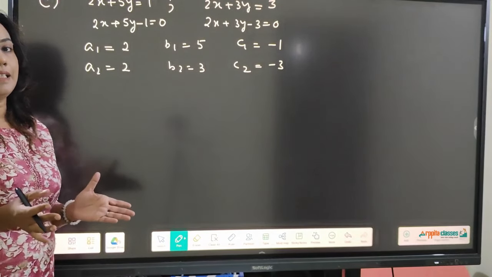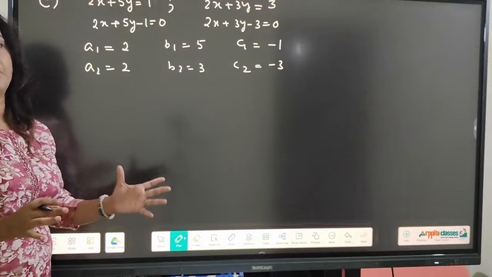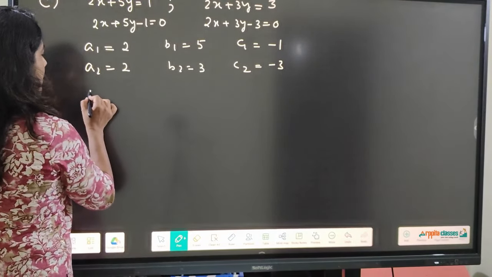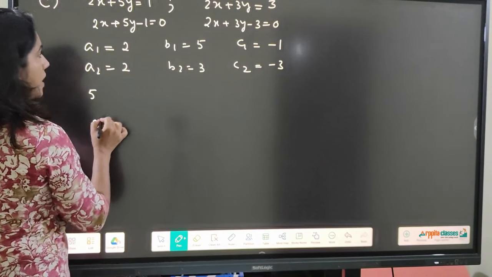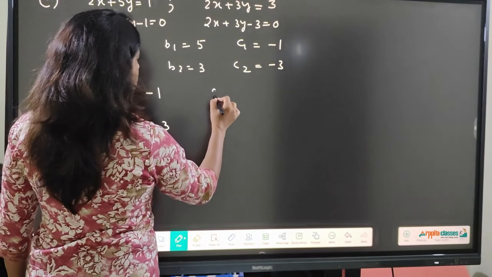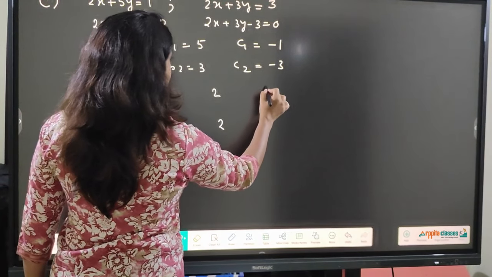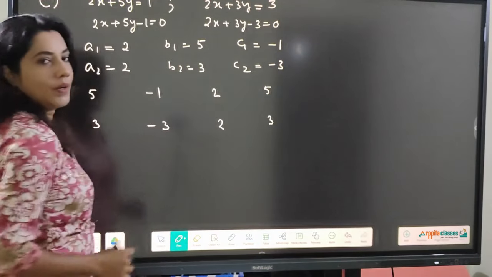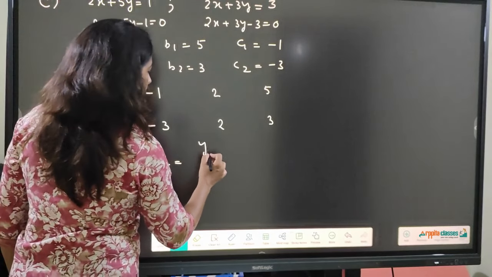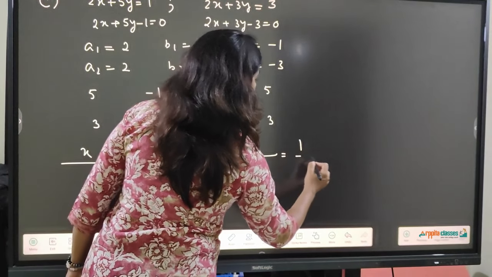Now I'll directly write the values. I'll not write B1, B2, C1, C2, A1, A2. I'll just directly write the values. So B1, B2 is 5 and 3. C1, C2 is minus 1, minus 3. A1, A2 is 2, 2. Again B1, B2 is 5 and 3. Okay, so now we are writing x upon, y upon and 1 upon.